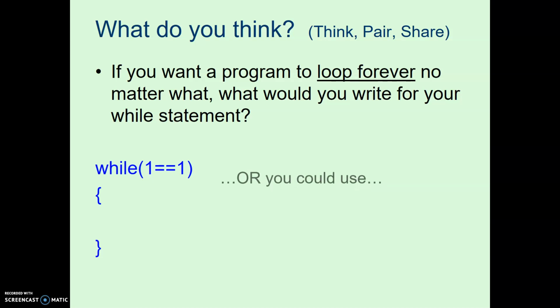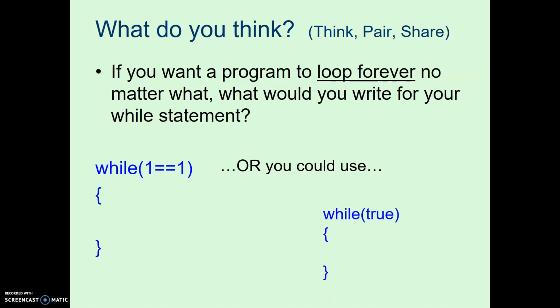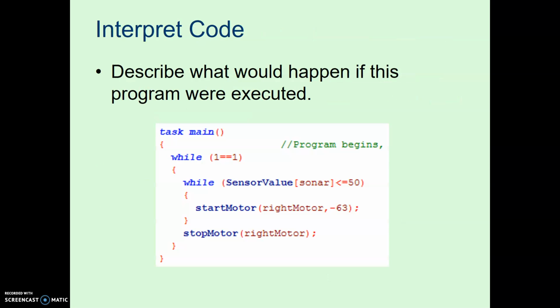So again, with our forever loops, we could say while 1 equals 1, and then we have our code happen inside of there. Or if you want to say just true, true is always true, just like 1 is always equal to 1. So both of those will work out. Both of those will get you exactly what you need. So let's do one more interpretation, and then we'll do a quick little practice one.